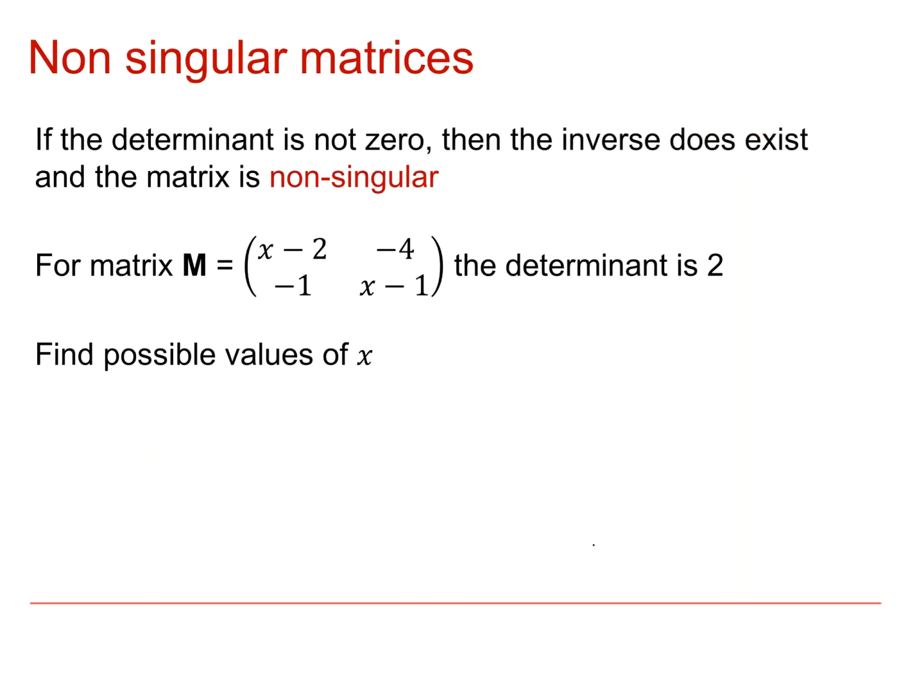If the determinant is not 0, then we do have an inverse, and the matrix is said to be non-singular. Pause the video for a moment while you try this question.